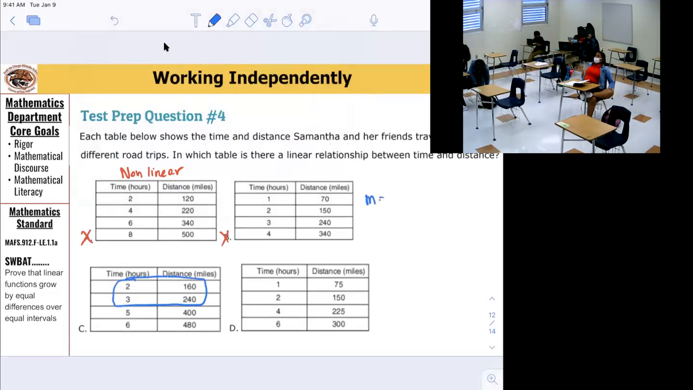So here we go. So I get 240 minus 160 over 3 minus 2. 240 minus 160 is 80. 3 minus 2 is 1. So I get 80.